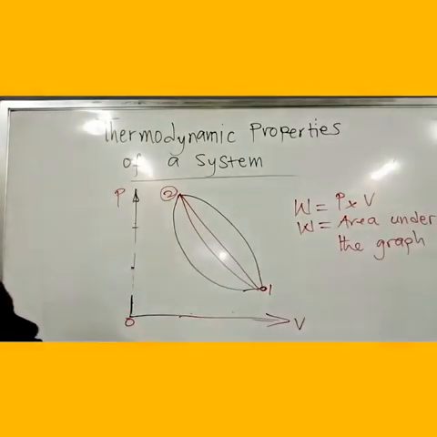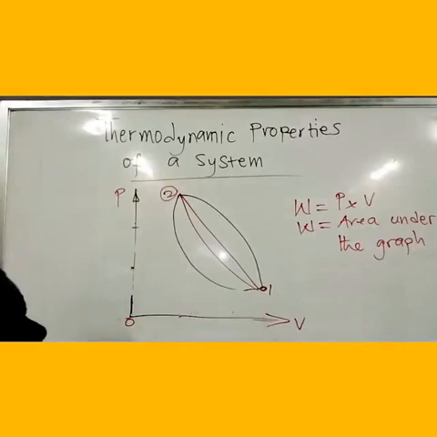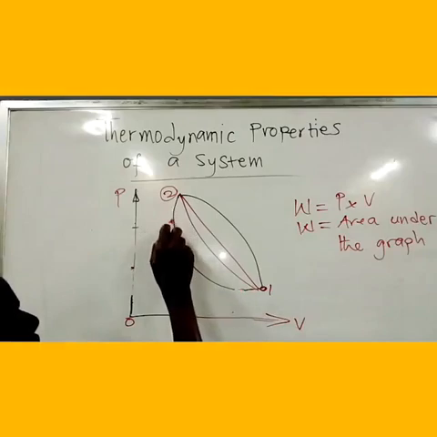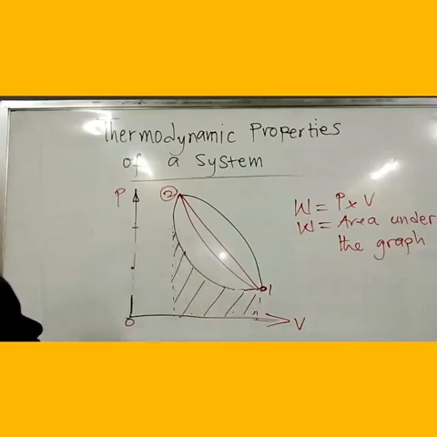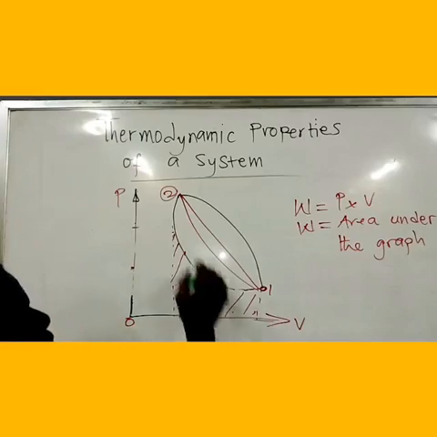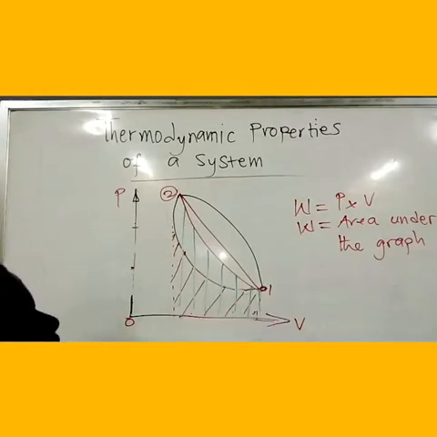Work done. So if work done is the area under the graph, then it means that for the first graph, the area under this graph will be this. So we have this area for the first graph. If you look at the second graph, the second graph will have more area than the first.